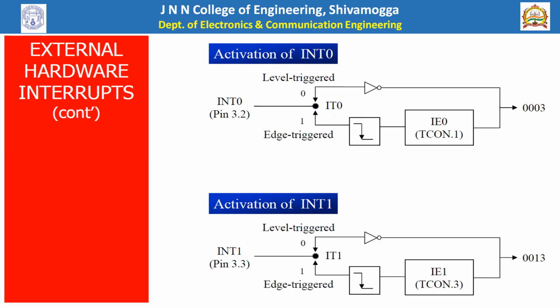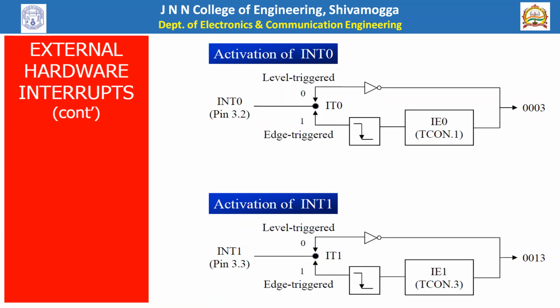So this is activation of INT0. INT0 is connected to P3.2. You can just see there is a switch there. One is IT0. When that is thrown to 0, it is converted to 1 and IE0 is enabled. That is, it is level trigger. When it is thrown to 1, it is edge trigger. Similarly here also.